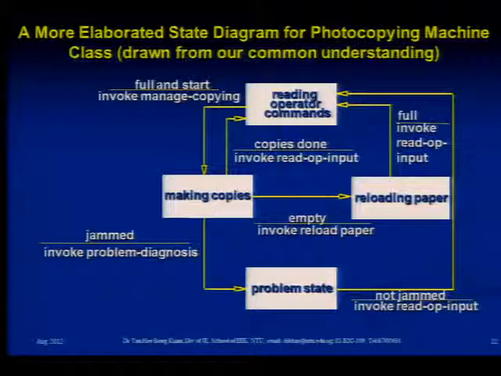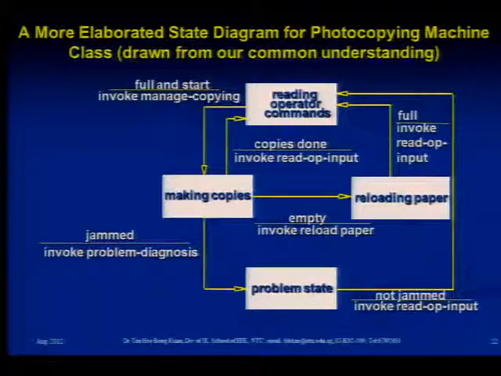When you look at the photocopying machine object, that means representing the photocopying machine as an object, you can easily classify its behavior into 4 states, right? Ready, that means you can accept user requests. Another state is busy, making copies. There is another behavior, reloading paper, that means the paper tray is empty. And the last behavior is the problem state, when the paper jams inside or there's another problem.